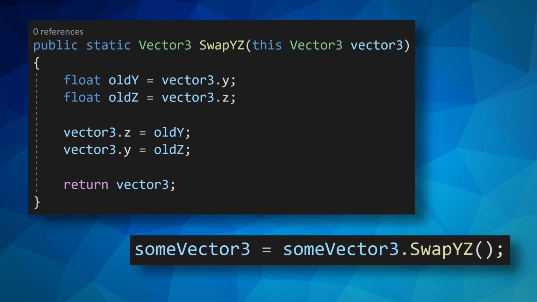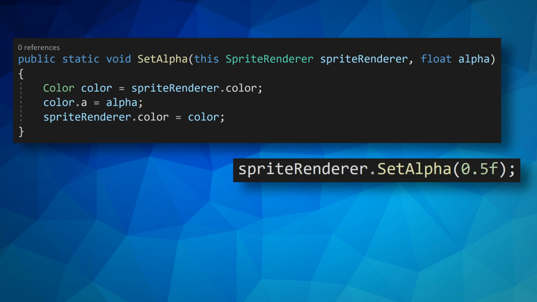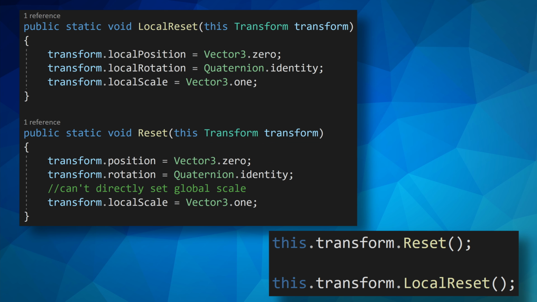So with that said, let's look at some more examples of what you could do with extension methods. These are, of course, highly dependent on your game and what you need to do, but maybe these will spark some ideas and creativity. So maybe you need to swap the y and z values of a Vector3. I definitely have. That's no problem. Or maybe you need to set the alpha channel of a sprite in a sprite renderer. Yep, we can do that. What if you need to reset a transform locally, globally? It's a piece of cake.